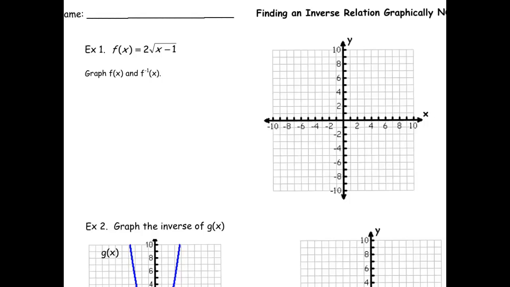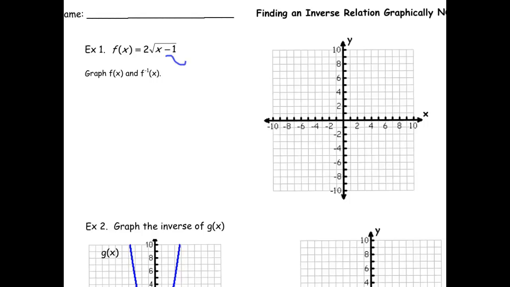So here we have f of x equals 2 square root of x minus 1. Notice that there are many operations happening here, and I want to undo all of them. In the next video, I'm going to show you how to actually do that algebraically. But for now, I'm just going to show you what the graph of its inverse would be. To begin, I'm going to graph f of x.